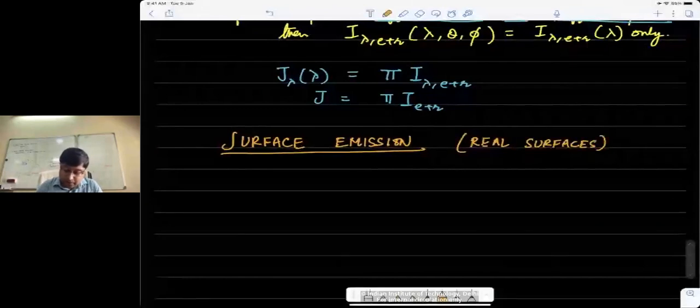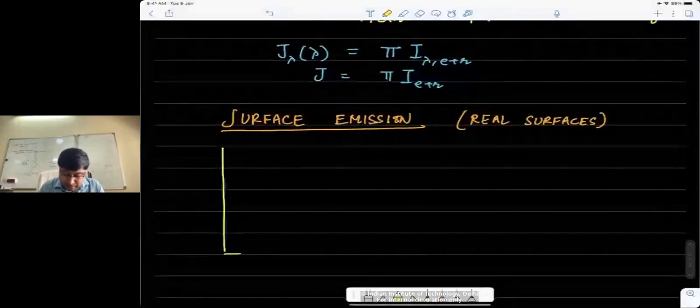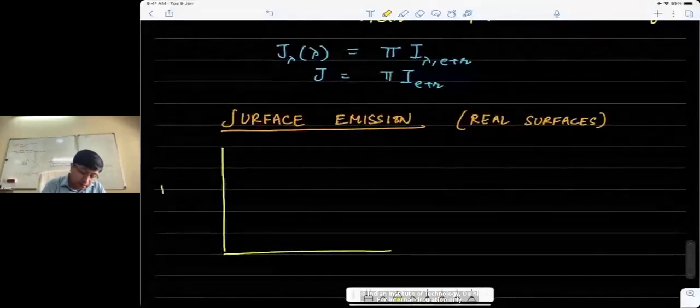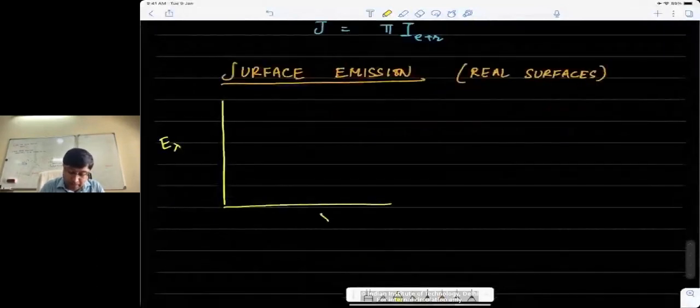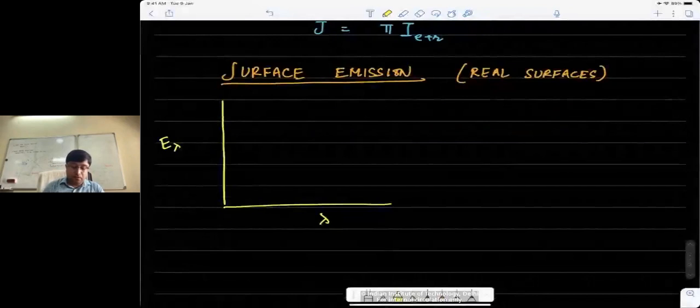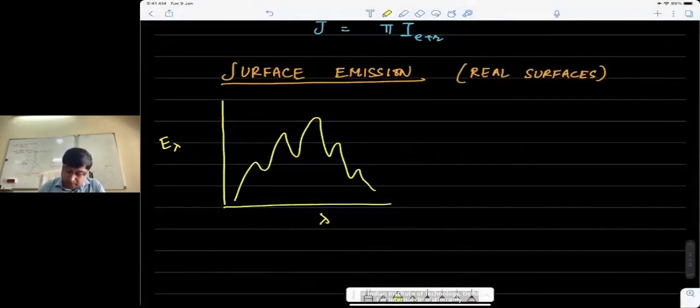So typically a real surface will be one in which if I plot the spectral emission characteristics, so let's say E lambda, the spectral distribution versus lambda, what we will see is some kind of an irregular variation with lambda. And if I also plot, or rather I should not plot E, but rather the intensity, sorry.